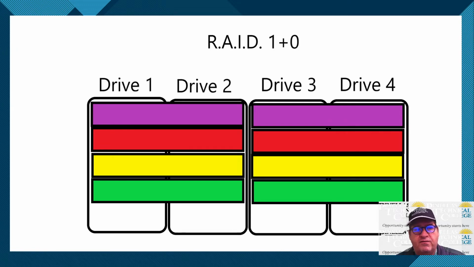You can do it in 4 or 6. If you had 6 here, it would write a stripe across the first 3 drives and then mirror that to the other 3.